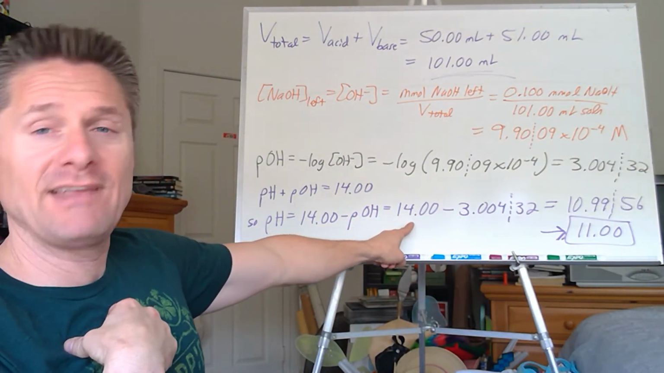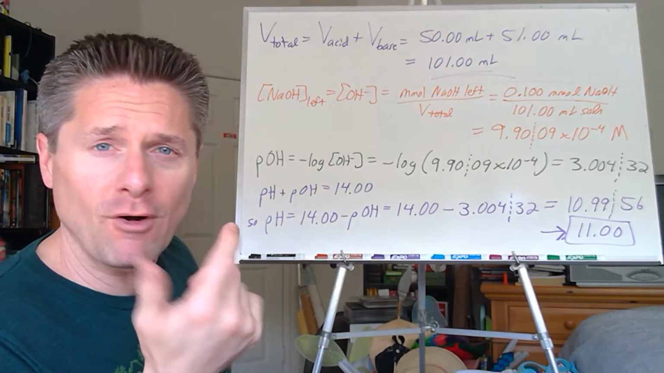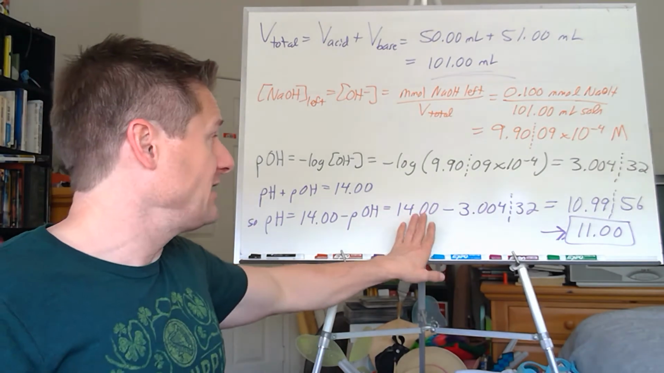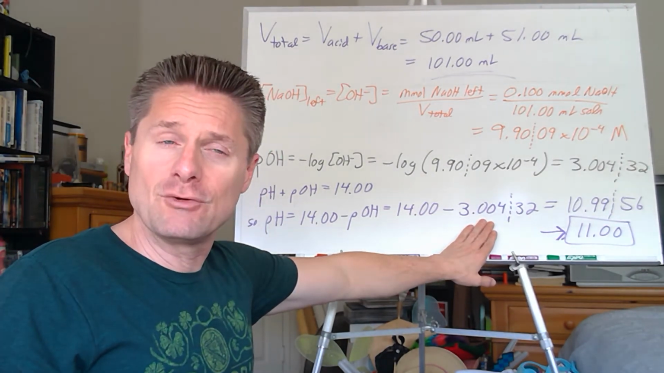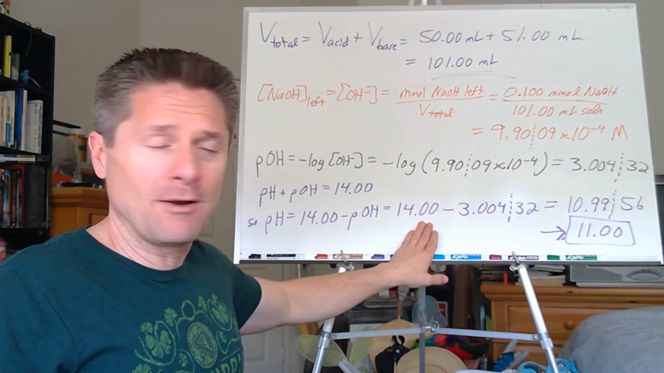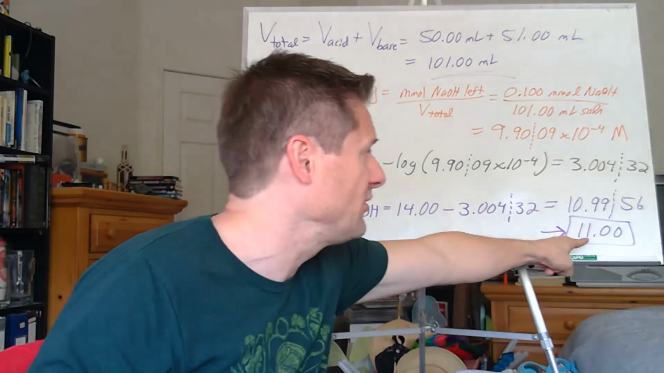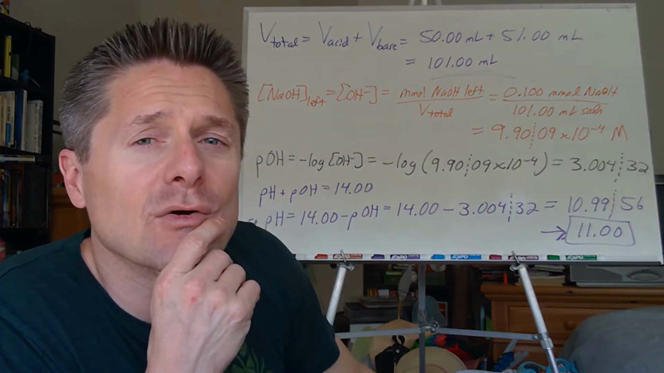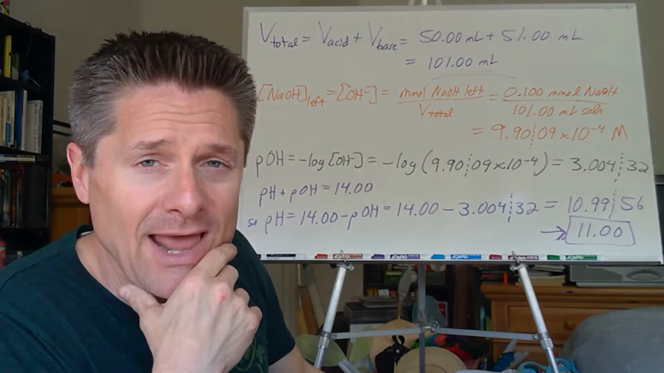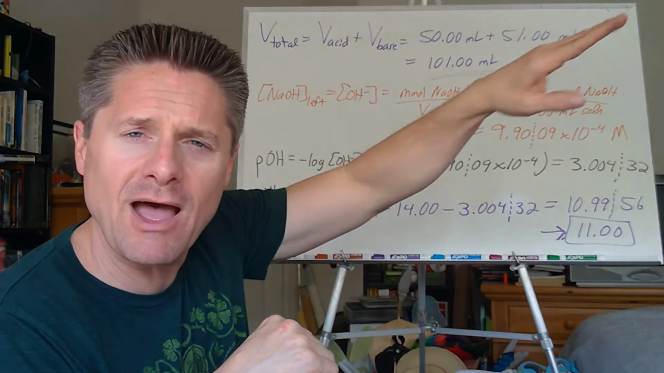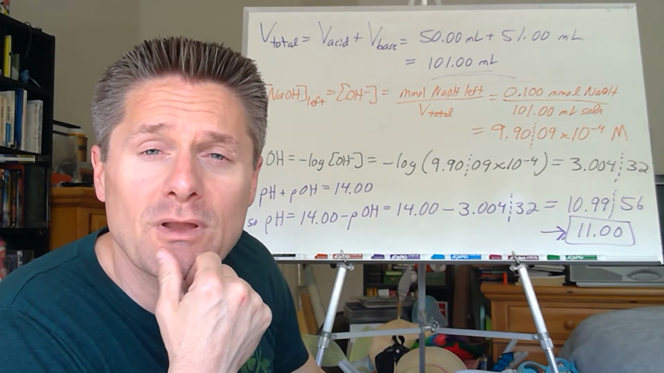Subtract that from 14. Remember, pH plus pOH is 14.00, so you can always interconvert between pH and pOH. So if I take 14.00 minus the pOH of 3.00432, I'm limited to 2 decimal places here. Gives me 10.9956, which rounds to 11.00. Of course, that's way up there in the strong base category, and that'll slowly creep up over time, hitting probably into the 12, maybe even the 13 range after another 20, 30, 40 milliliters.